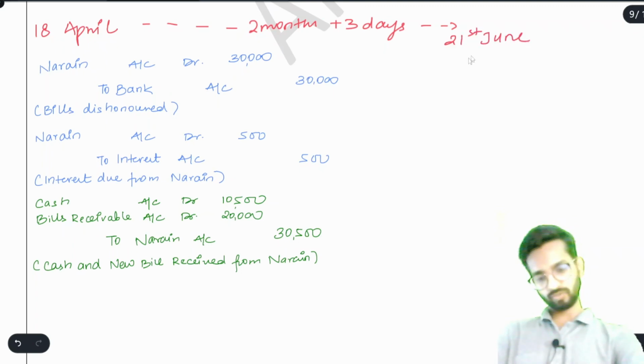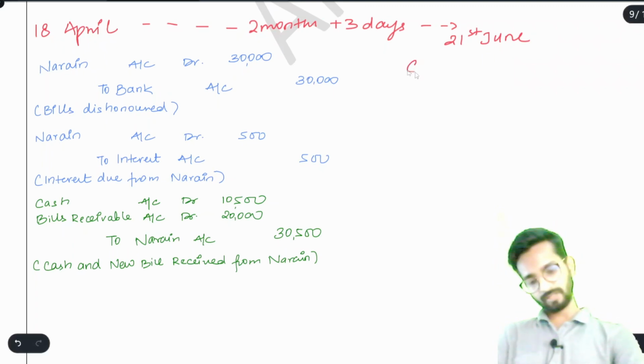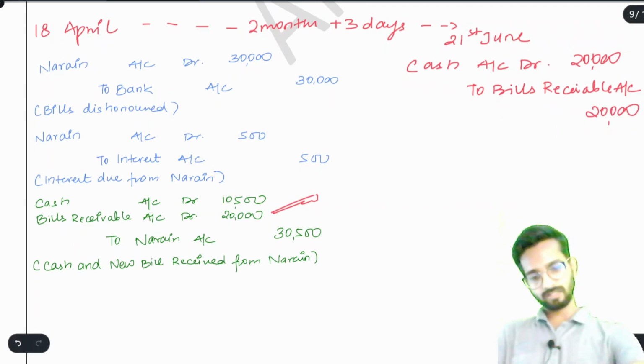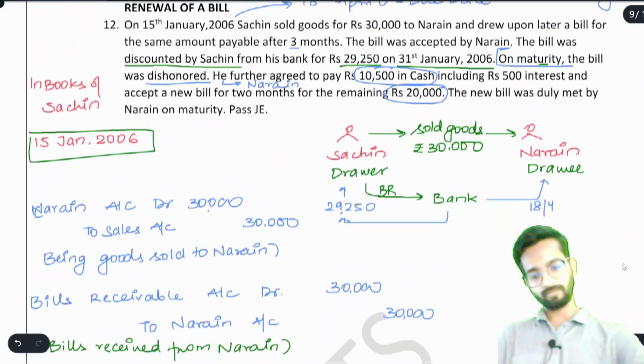On 21st June, the bill was met. So when the bill is met, I will write here: cash account debit. How much was the amount of the bill? 20,000. To bills receivable account, 20,000. Understood? Very simple. This is the story of renewal of bill. Thank you so much.